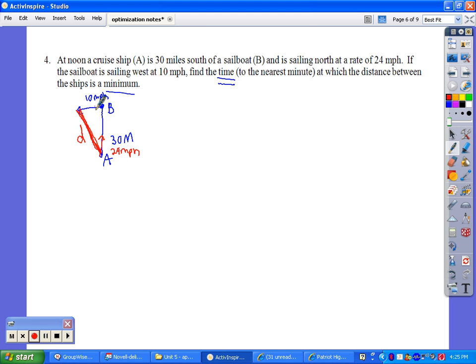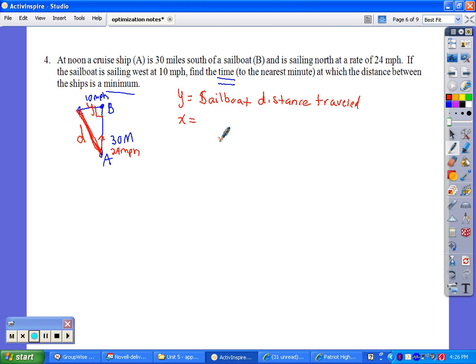So if we look at this, we created a right triangle. And so we'll use the Pythagorean theorem in order to relate it. Okay, so we're going to call this distance y, and then the distance that he's traveling is x. And we have to be careful about that. So we're going to say y is the sailboat, which is B, is the sailboat's distance traveled. And x is the cruise ship, which is ship A, distance traveled.